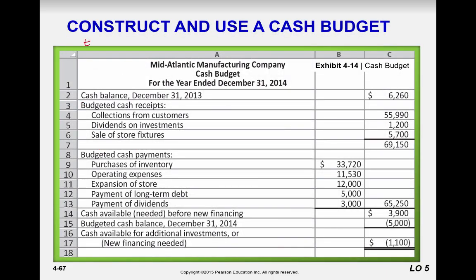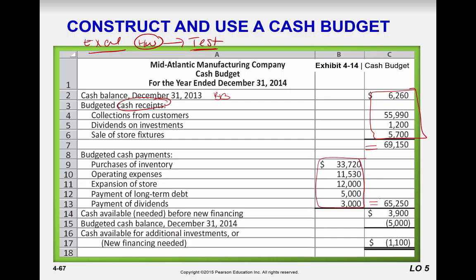So this you should have in Excel. This will help you not only on your homework, but it'll also help you on the exam. Here we have a cash budget where we start with the beginning balance and we're adding our cash receipts. We have collections from customers, dividends on investments, and stores. Basically we're taking this total right here to get our $69,150. Then we're taking our payments for inventory, expenses, expansion of the store, payments for long-term debt, and dividends, and we are adding that balance. This balance adds up and gives us the $65,250.